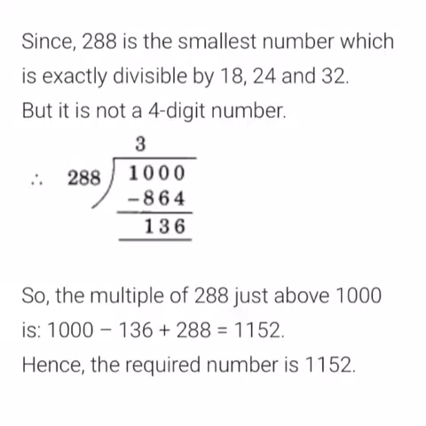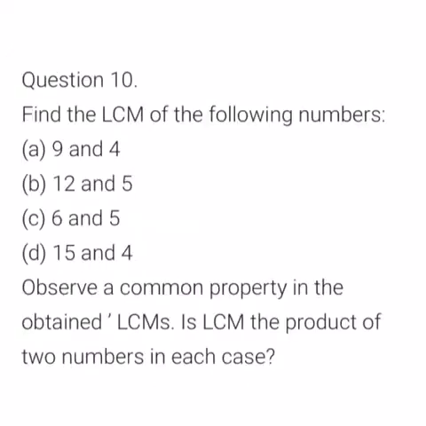So the multiple of 288 just above 1000 is needed. We will subtract 136 from 1000 and we will get 864, and 864 when added to 288 we get 1152. So the required number, the smallest 4-digit number which is divisible by 18, 24 and 32, is 1152.